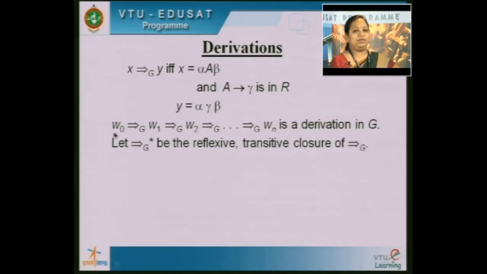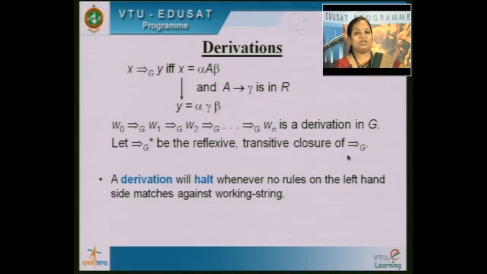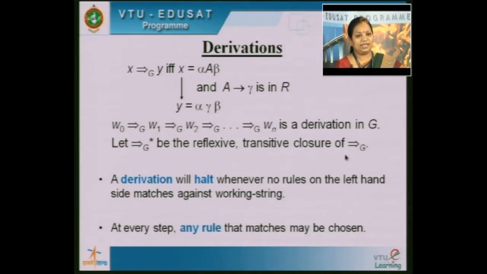So, starting with W0, it derives W1 string which again derives W2 and so on up to Wn, is a derivation in the grammar, and this derivation raised to star is the reflexive and transitive closure of the derivation. The derivation will halt whenever no rule on the RHS matches against the working string, and as we said, at any step any matching rule can be chosen.